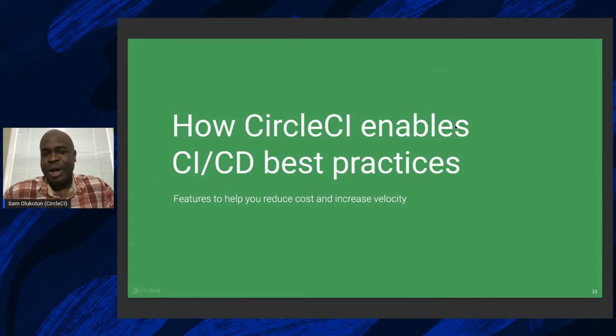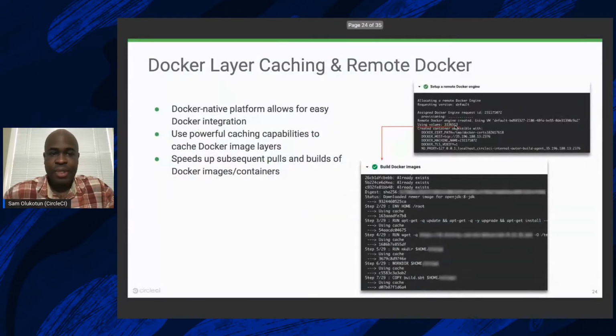Next, let's talk about how CircleCI enables CI/CD best practices. Specifically, we'll be going through some features that help you reduce cost and increase velocity. One of those features is the Docker layer caching and remote Docker features built into CircleCI's platform. CircleCI is a Docker native platform which allows for easy Docker integration. This further enables you to use powerful caching capabilities to cache your Docker image layers, and this helps you speed up your subsequent pulls and builds of Docker images because you're not reconstructing every layer from scratch all the time.